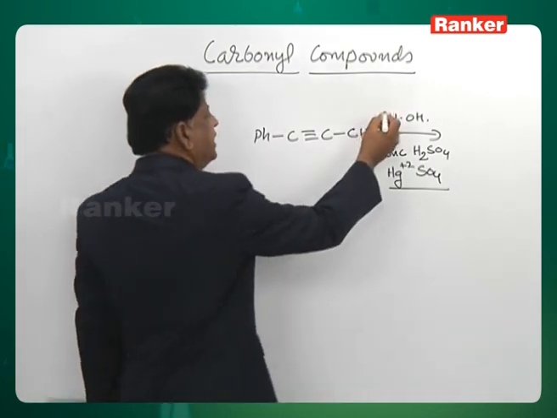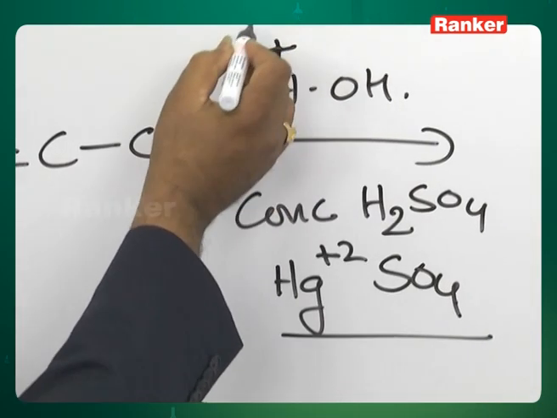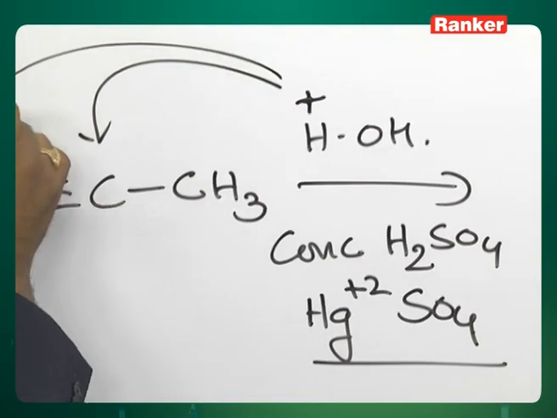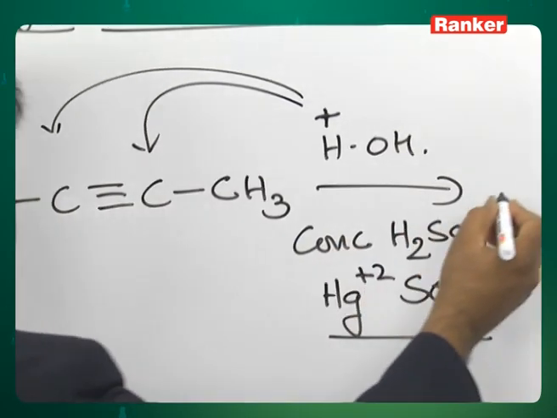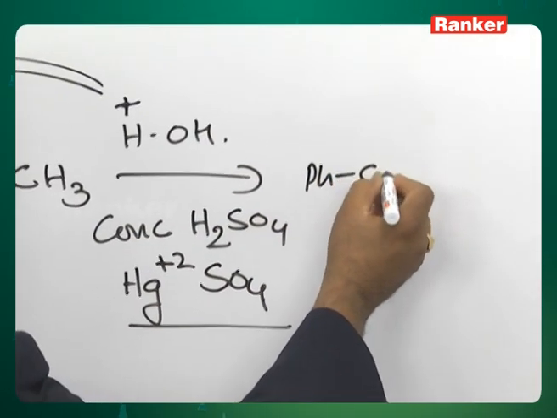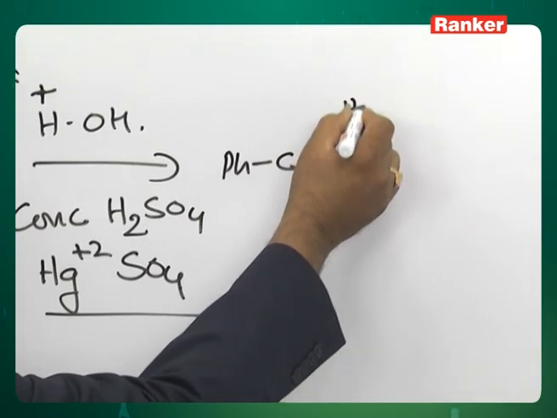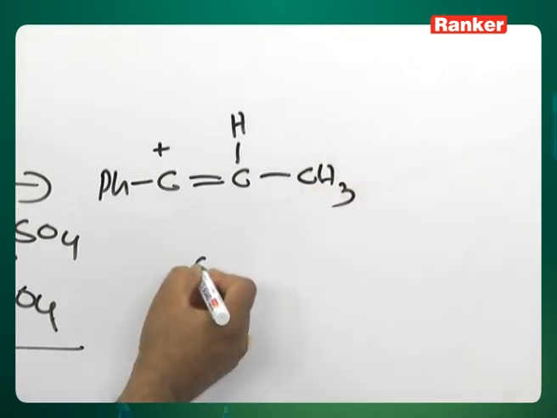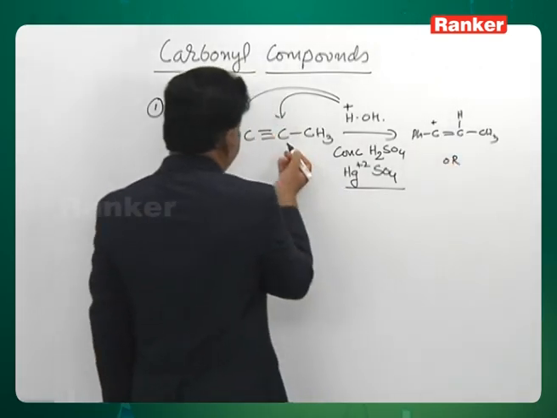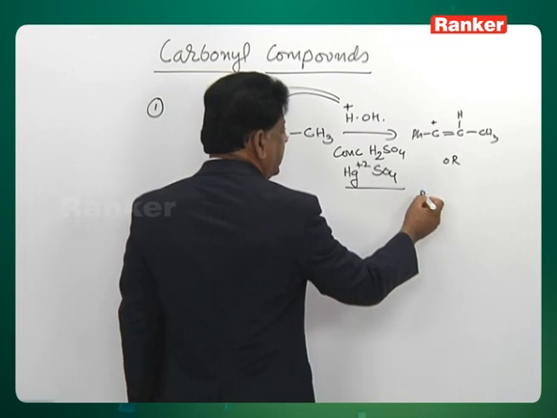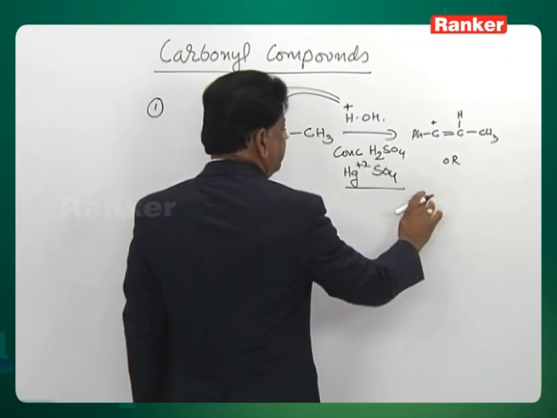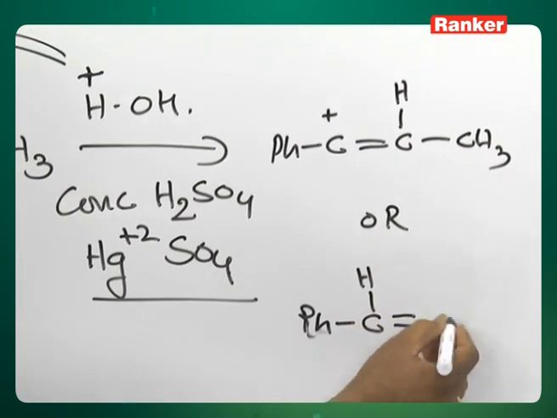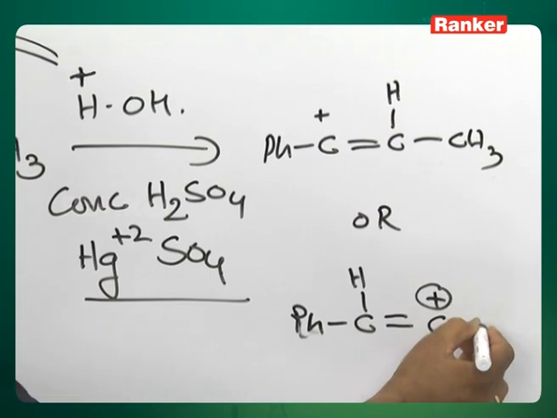But even then the H plus will take the chance of attacking either side. Let us examine what happens if this side attacks, and what happens if that side attacks. If it goes to the right side, let us say H is added, you will get a carbocation on the side of the phenyl. Or you have another chance: if hydrogen attacks on the phenyl side, a carbocation is formed on the methyl side.